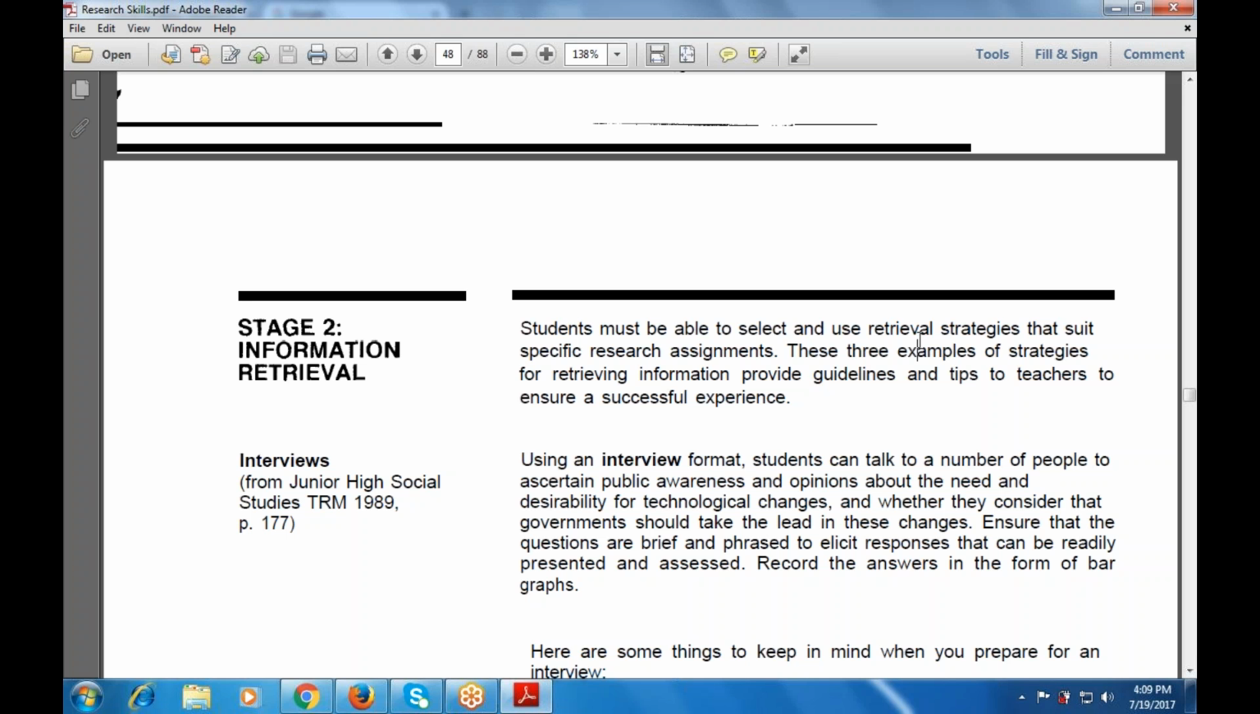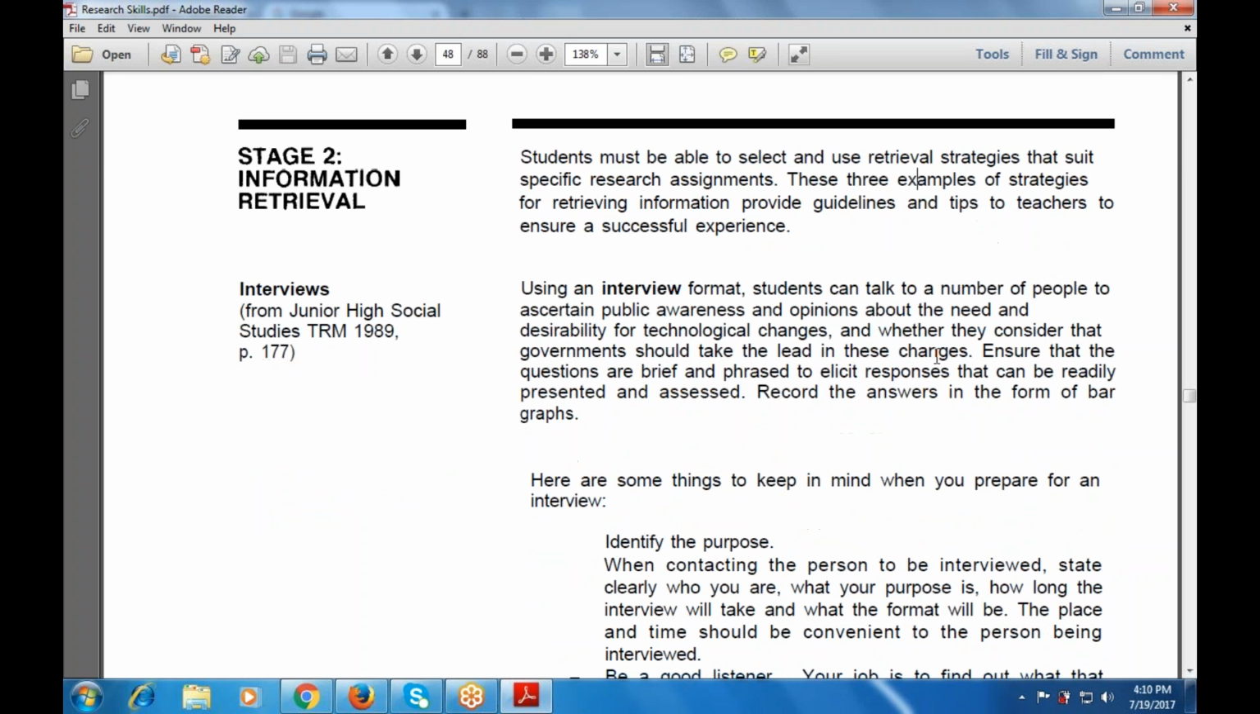So whatever the strategies they follow, whatever the rules, whatever the format they follow, they have to stick to those rules, they have to stick to that procedure or structure. And it also must be that the responses are paraphrased or taken out to elicit the responses. Now these are some things that are kept in mind when you prepare for an interview.